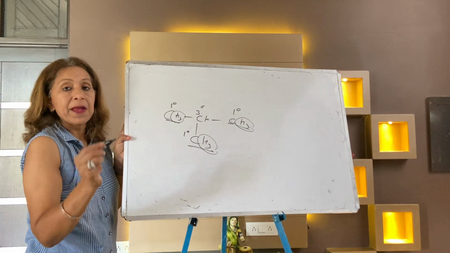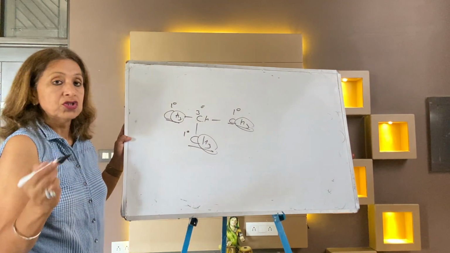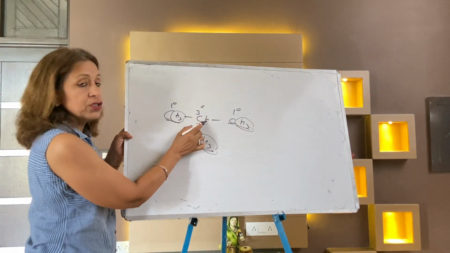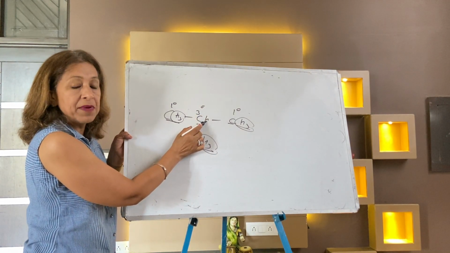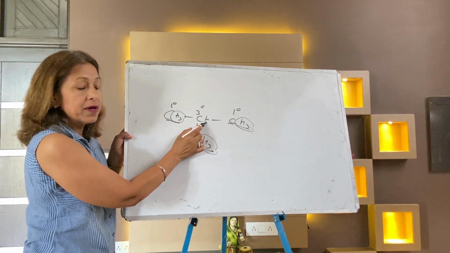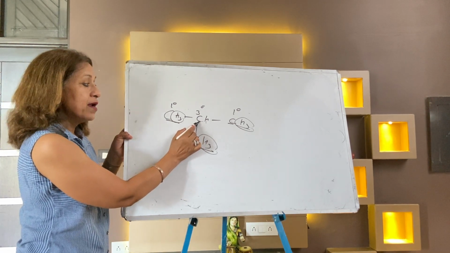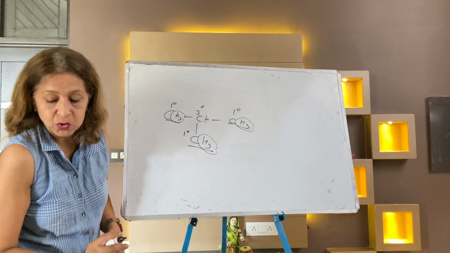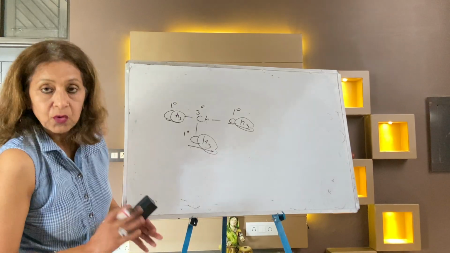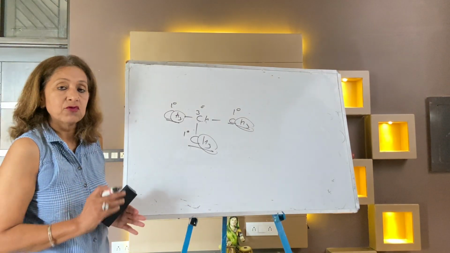3 plus 3 plus 3, 9. There are 9 primary hydrogen. How many tertiary? Because it is your CH, because in alkane CH3 is primary, CH2 secondary and CH tertiary. No secondary carbon; tertiary carbon is 1 and tertiary hydrogen is also 1. So there is no secondary carbon, no secondary hydrogen, but tertiary.